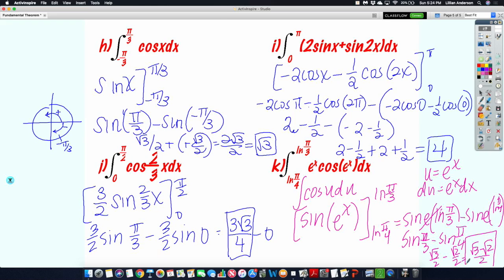And really what this is, is just more examples and more practice with the fundamental theorem of calculus, using some trig functions. And so hopefully you guys were able to follow along. Hopefully it makes sense. And you guys will have homework in regards to that.